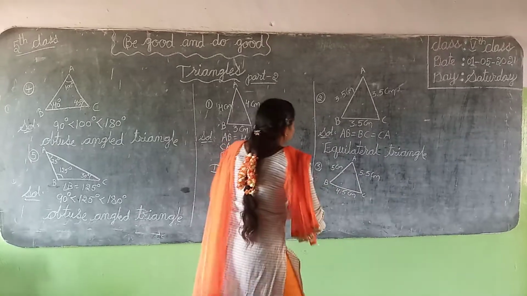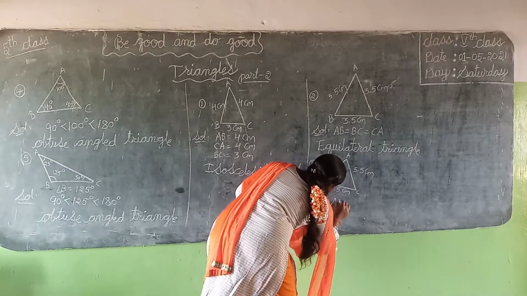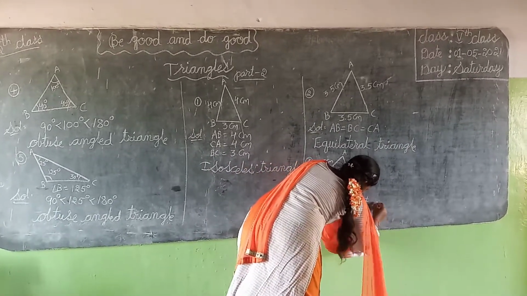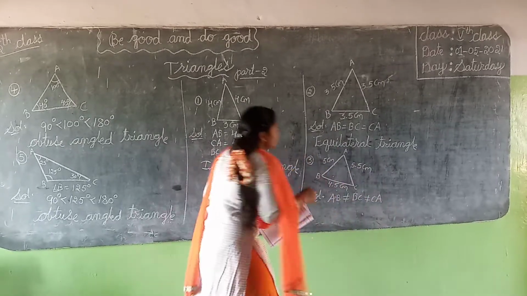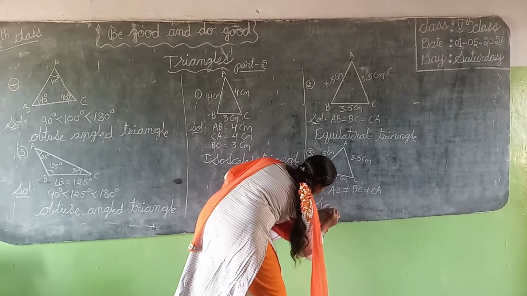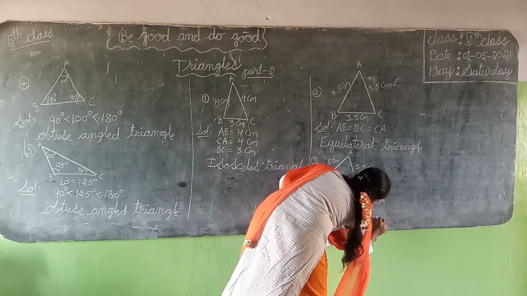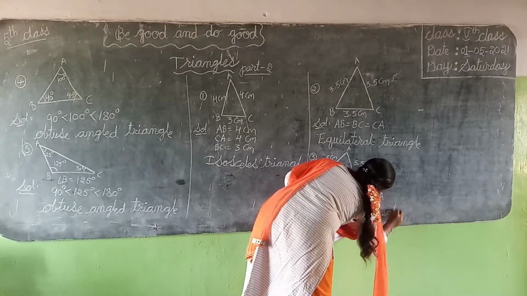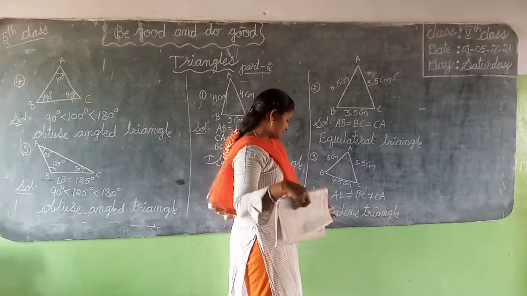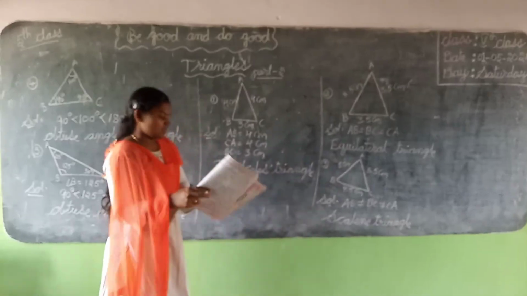What is that triangle's name? So write that first: AB is not equal to BC, is not equal to CA. So three sides are different. That triangle name is scalene triangle. Okay, Amma? Draw and write that answer.